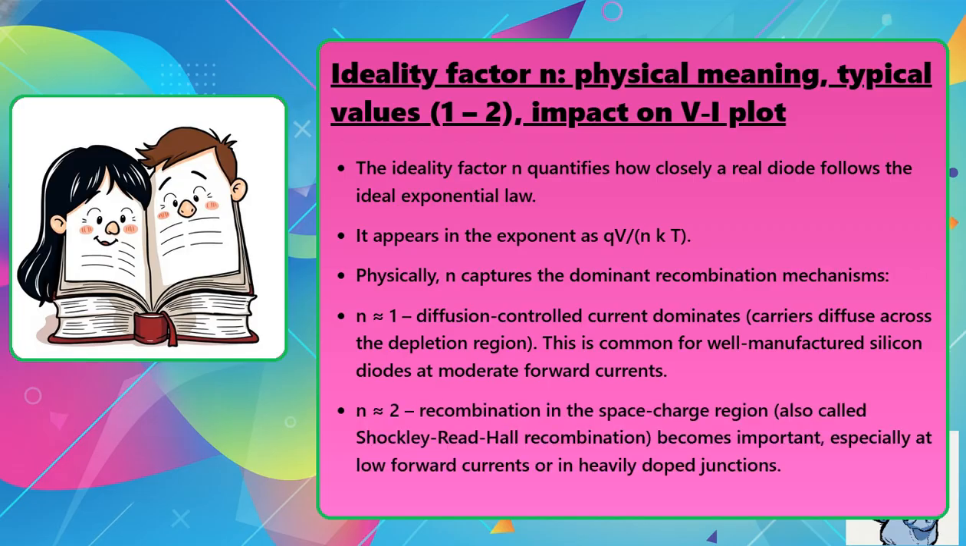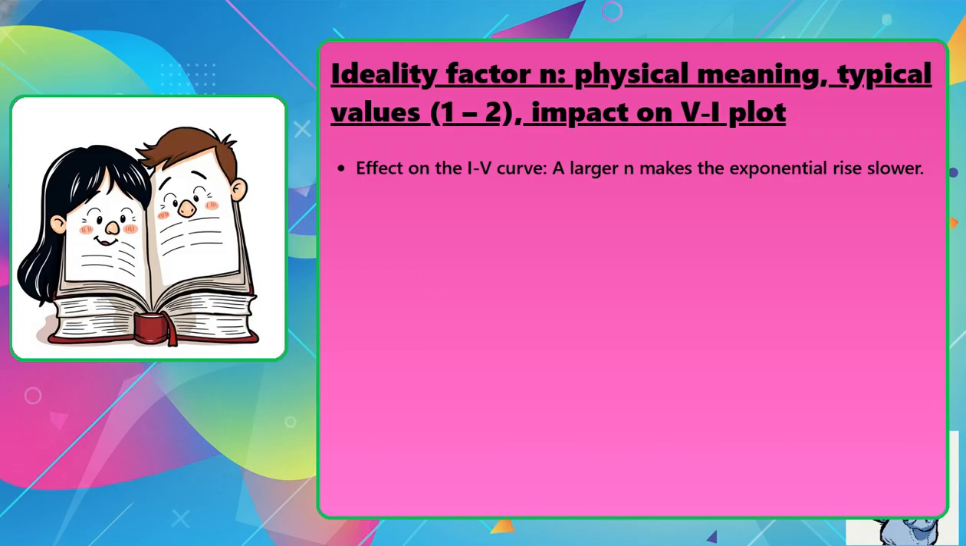n approximately 2: recombination in the space charge region, also called Shockley-Read-Hall recombination, becomes important, especially at low forward currents or in heavily doped junctions. Values greater than 2 can appear in poor quality or high temperature diodes. Effect on the IV curve: a larger n makes the exponential rise slower. For the same voltage increase, the current grows by a smaller factor.